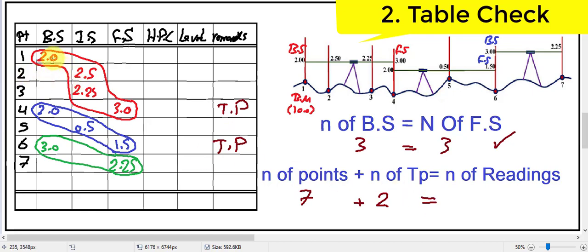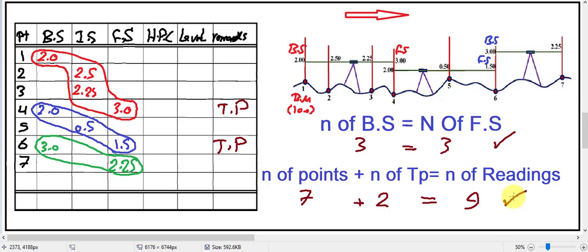Number of readings here: 1, 2, 3, 4, 5, 6, 7, 8, 9. So we have 9 readings. The left hand side equals the right hand side, so it's okay. This is the second step, the table check. It's a very easy step.